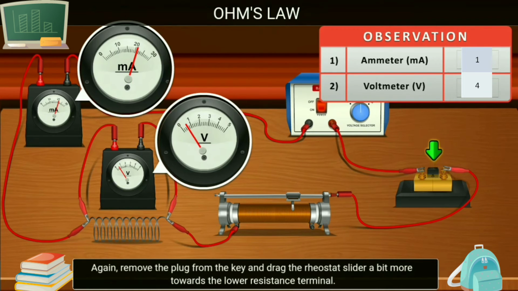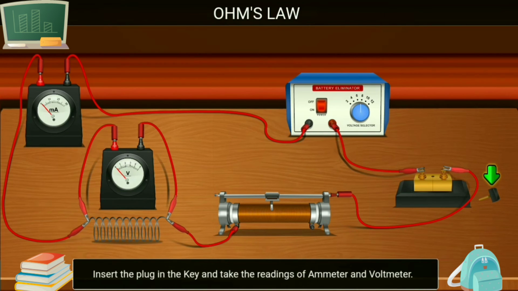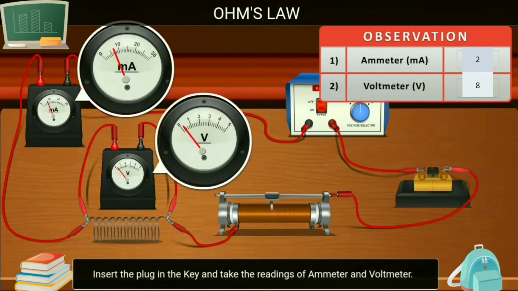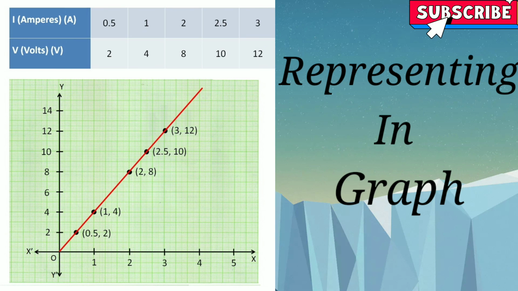Again, remove the plug from the key and drag the rheostat slider a bit more towards the lower resistance terminal. Insert the plug in the key and take the readings of the ammeter and the voltmeter. Repeat the procedure and take at least two more readings. The graph represents the readings of the ammeter and the voltmeter.